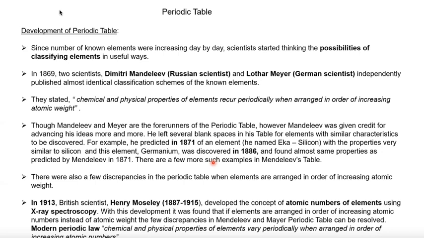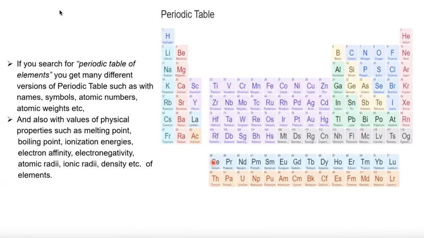So now we go to a periodic table. Well, you see, if you search for periodic table of elements, you get several versions of the periodic table. I do not exactly remember the year, but the United Nations declared a year for the periodic table, and there were many versions of different types of periodic table in that year.